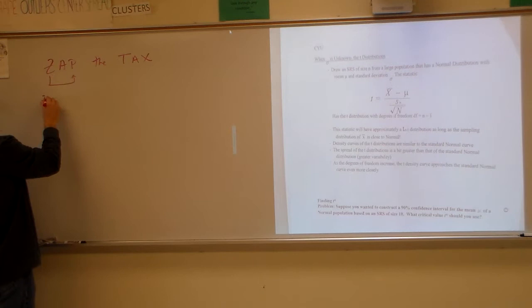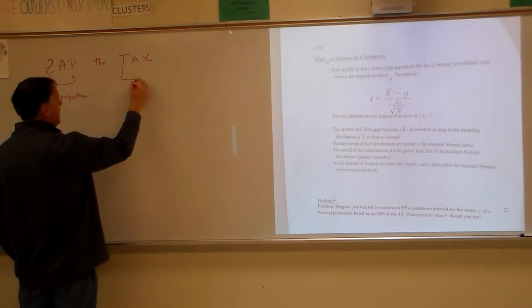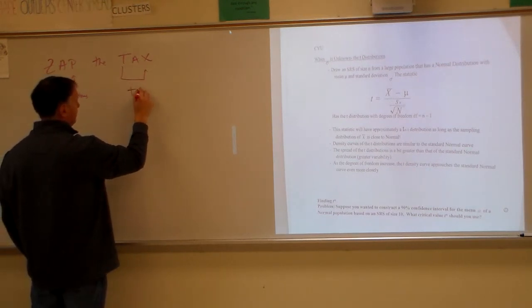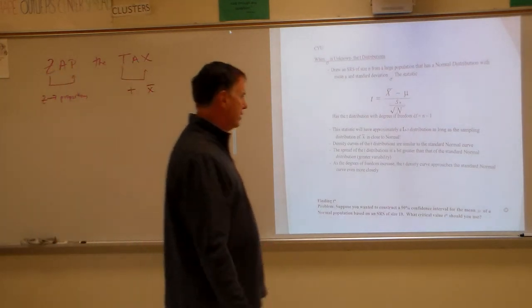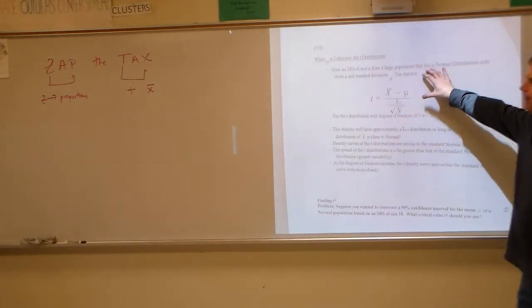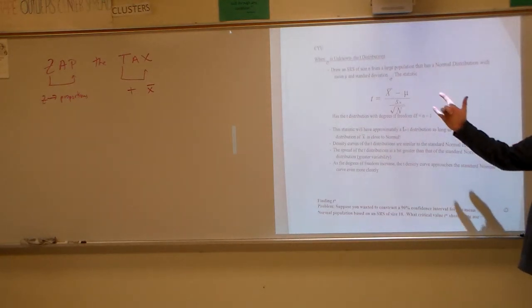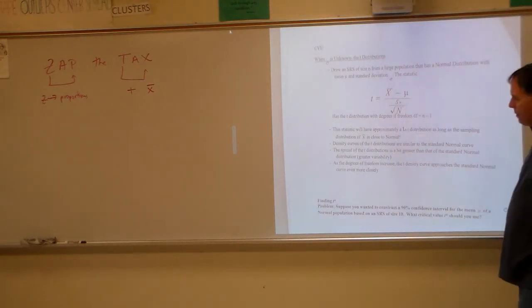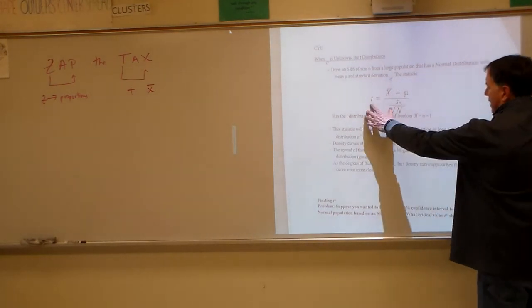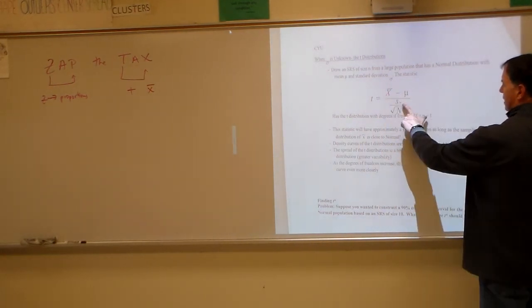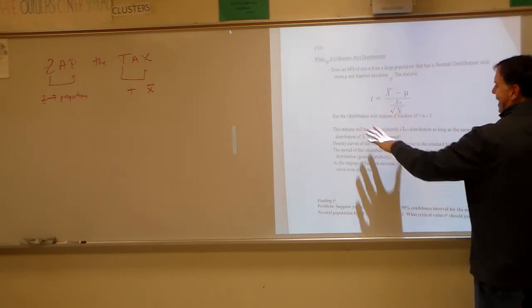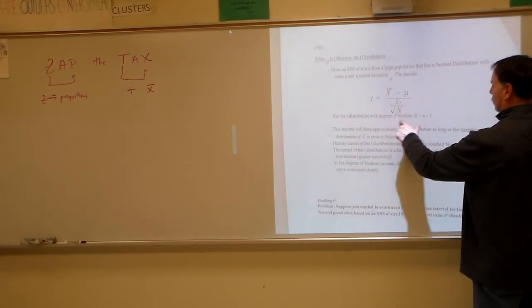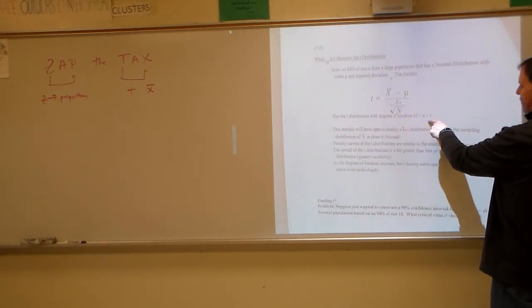Z's are for proportions, and T is for X bars. So almost always when we're dealing with sample means, okay, you're going to deal with what's called T. Now your critical T formula is the same, it shows it right here. T equals X bar minus your mean, divided by your sample standard deviation, divided by the square root of n. It has the t-distribution with degrees of freedom, df equals n minus 1.